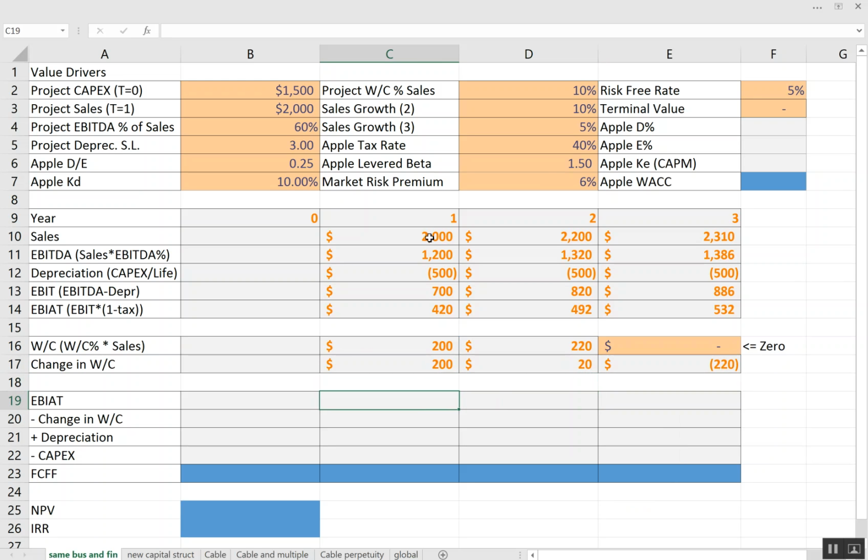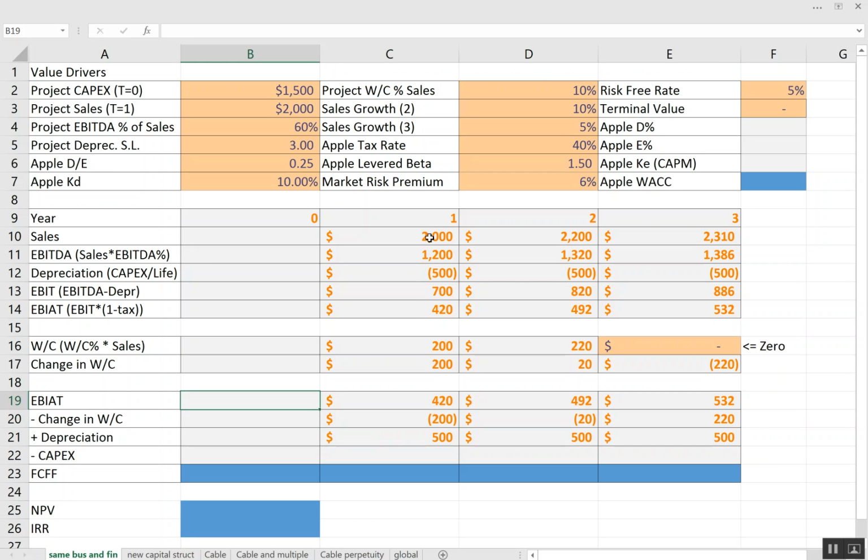So now I can calculate my free cash flows to the firm. I'll start with my earnings before interest but after tax. I'm going to subtract the changing working capital. And then I'll add back the depreciation because that is not a cash expense.